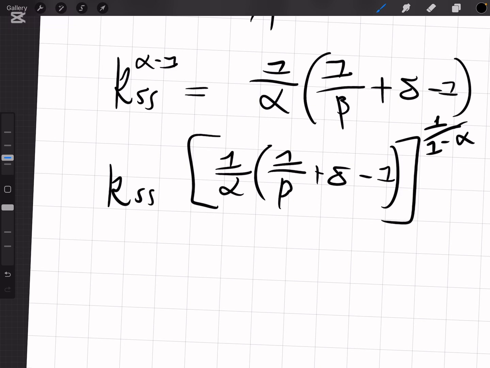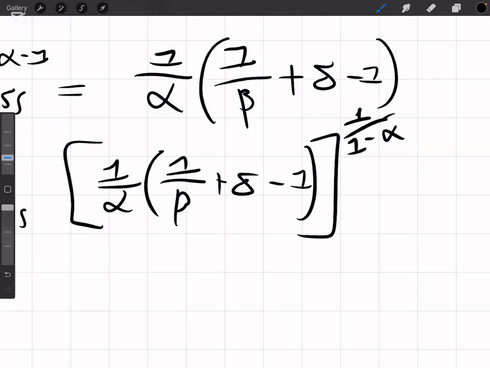Anyway, that's your KSS right there. It's to the exponent 1 over 1 less alpha.